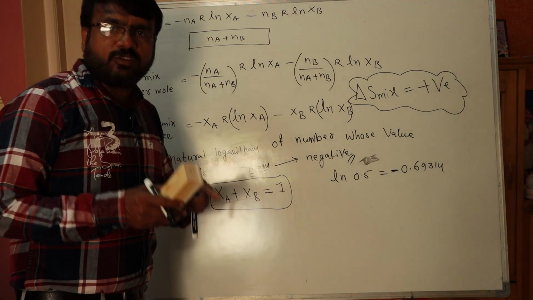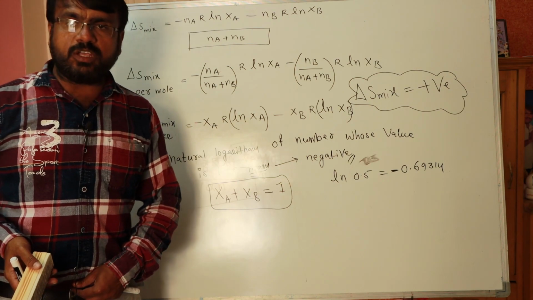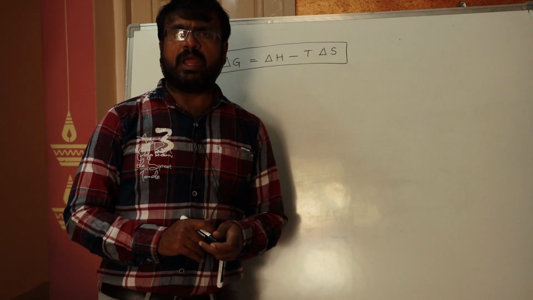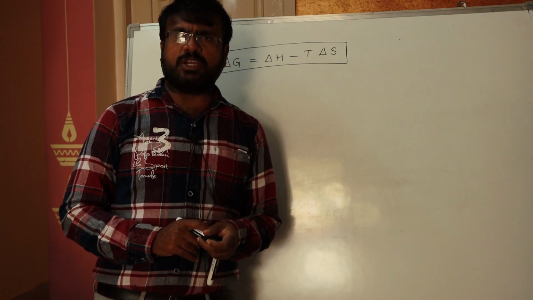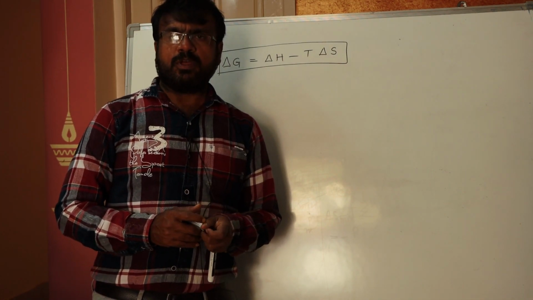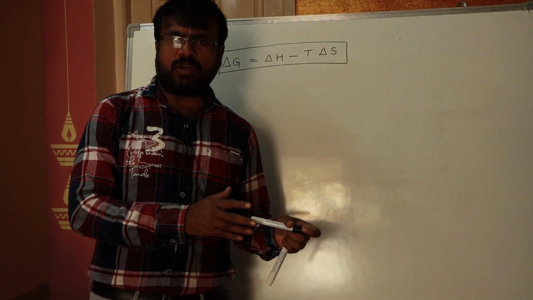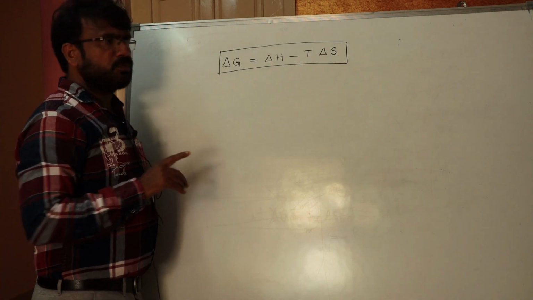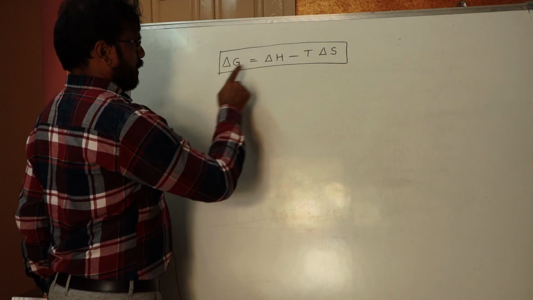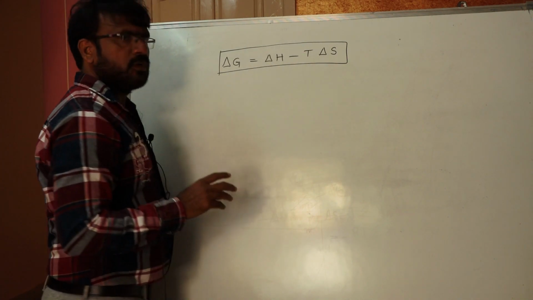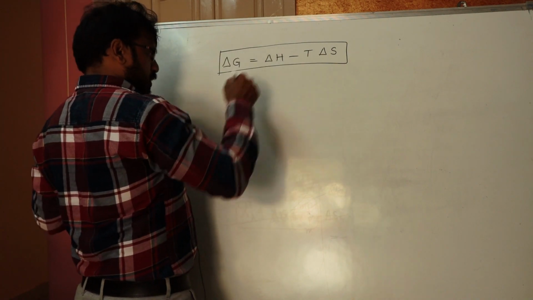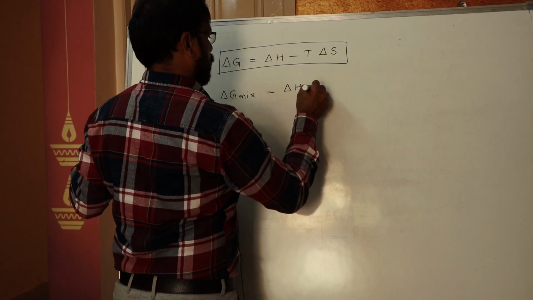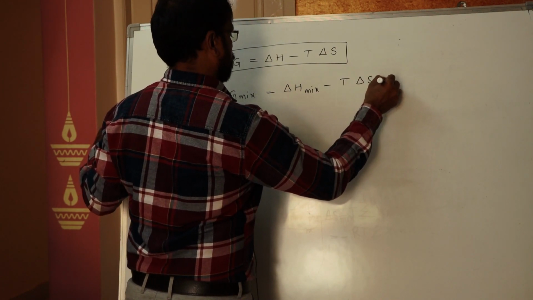Next, I am going to explain how the change in Gibbs energy, delta G, behaves. In the case of an ideal solution, the change in Gibbs energy is negative. So ideal solution formation is a spontaneous process. We can prove from a simple equation that the formation of an ideal solution is a spontaneous process. Here there is a relation between the Gibbs energy and the change in entropy. Delta G is equal to delta H minus T delta S. It is from thermodynamics. For an ideal solution, delta G mix is equal to delta H mix minus T delta S mix we can write.